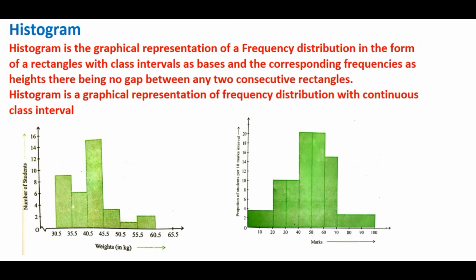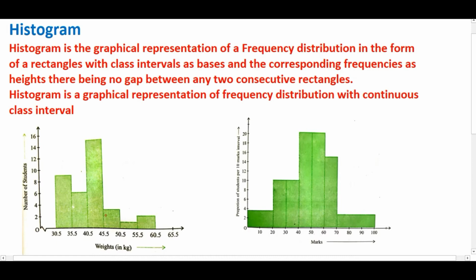So a histogram is the graphical representation of a frequency distribution in the form of rectangles with class interval as base and the corresponding frequency as height, and there is no gap between any two consecutive rectangles. And a histogram is a graphical representation of a frequency distribution with continuous class intervals.